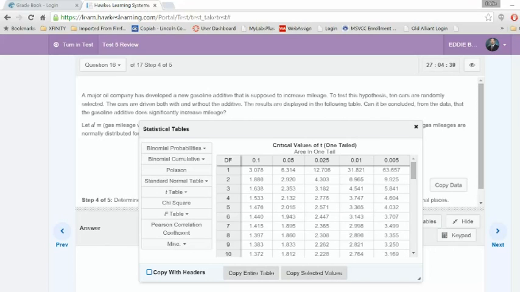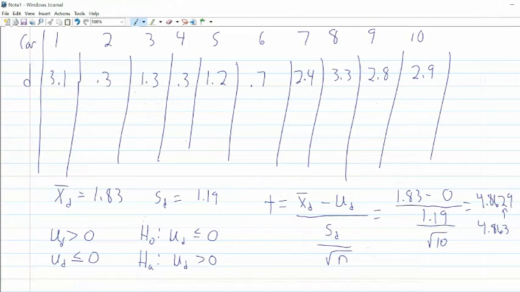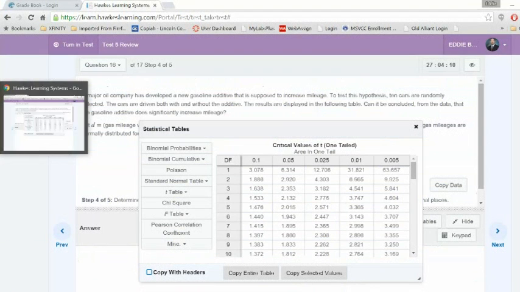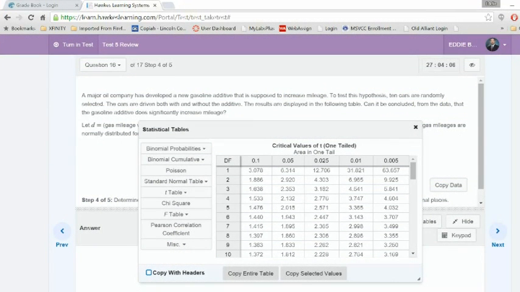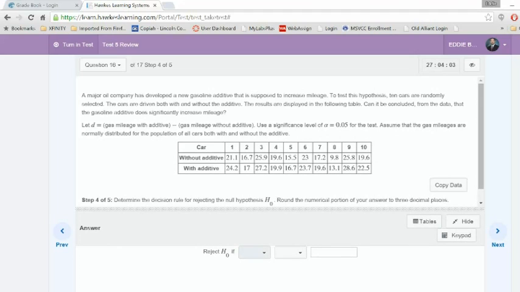Degrees of freedom is 10 minus 1, so that's 9. And so there were 10 cars. And then 0.05 is our significance level. So that's 1.833. So that's our critical value. Our critical t is 1.833. And it's right-tailed, so remember, the greater than means right, so whenever we're entering all this in here, reject H0 if t is greater than 1.833, rounded to 3 decimal places.